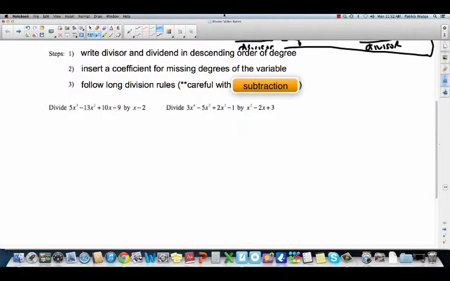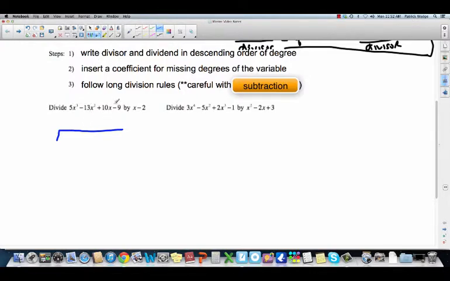So, first of all, if we're dividing this 4-term polynomial, 5x cubed minus 13x squared plus 10x minus 9, by x minus 2, then what part goes out front in our little cave thing here? Do you remember we talked about this in grade 9 as well? People always mess this up.